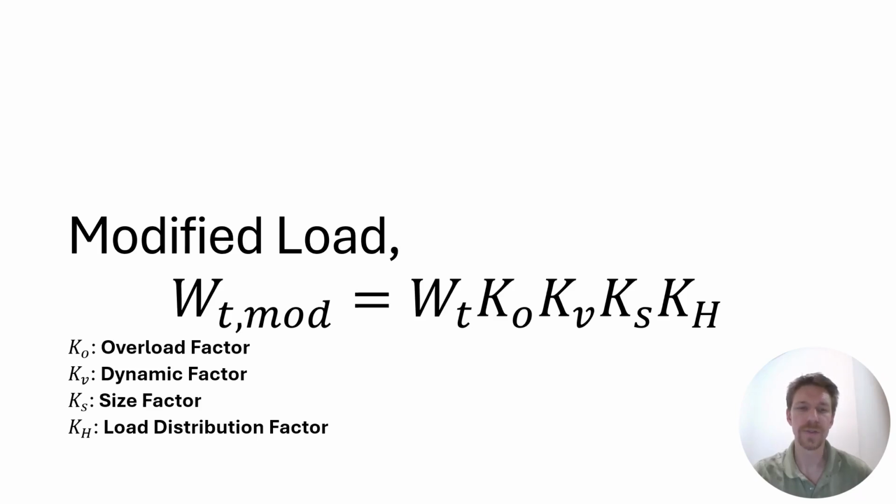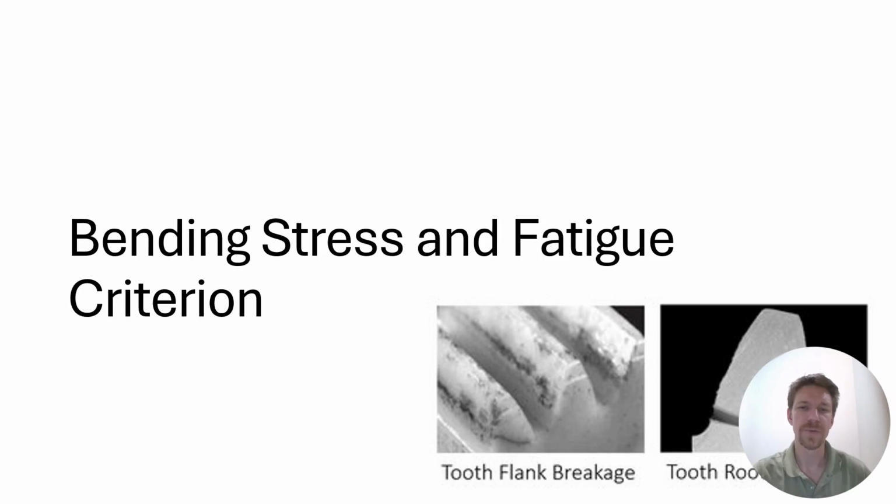Now we're going to use W sub T mod in 2 different equations. We're going to use it in the bending stress criterion, and we're going to use it in the contact stress criterion. So let's go first to bending. This is the bending stress and the associated fatigue criterion. You can see again, as a reminder, in the lower right, there's the potential for tooth root failure or tooth flank breakage if the bending stresses.